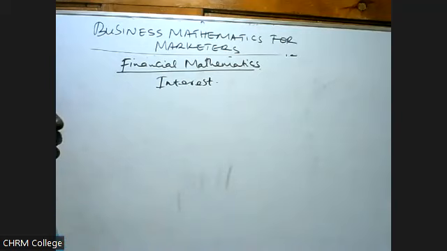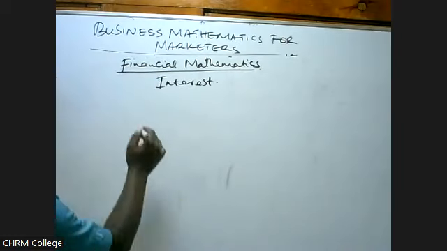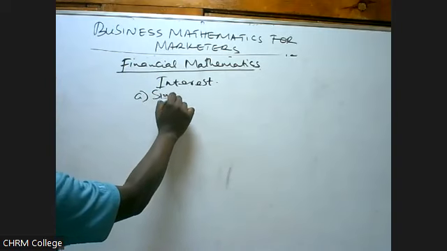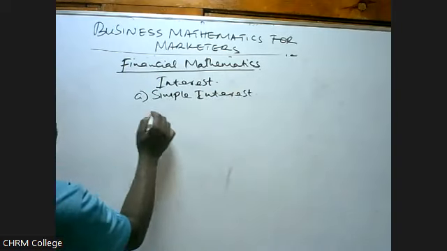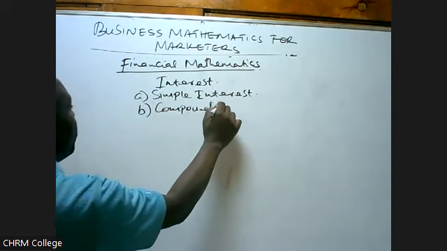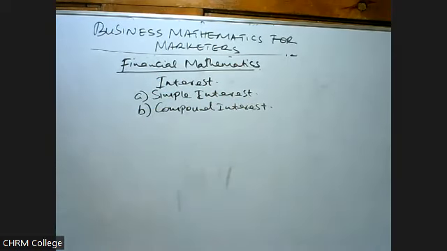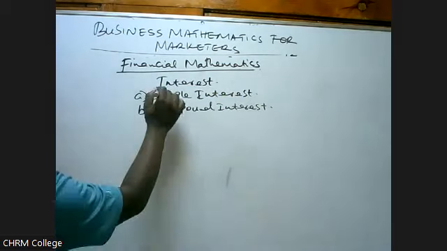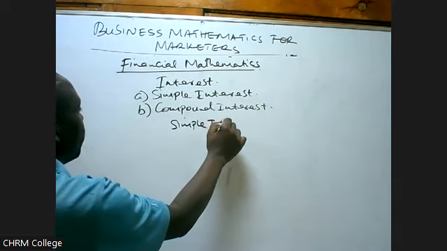And on that note, when we talk about interest, we have got two types of interest. A is what we refer to as the simple interest. B is what we refer to as the compound interest. We have the simple interest and the compound interest. We start our discussion by looking at the simple interest.